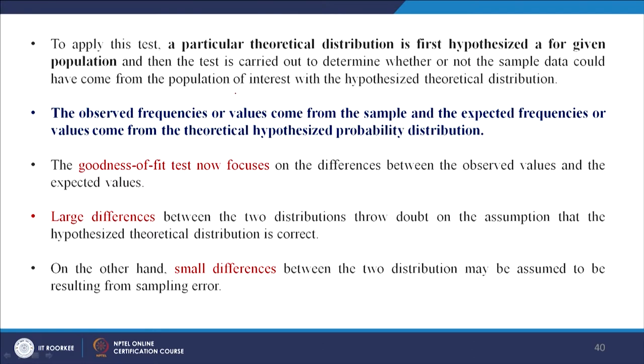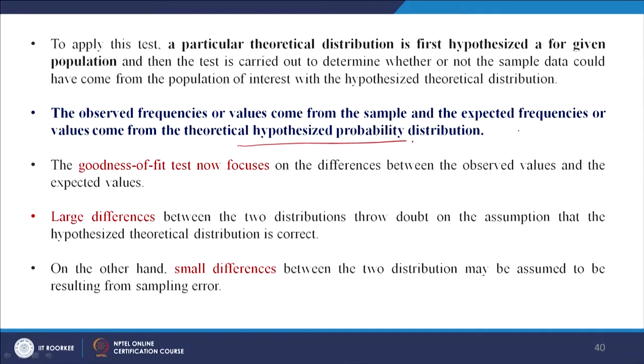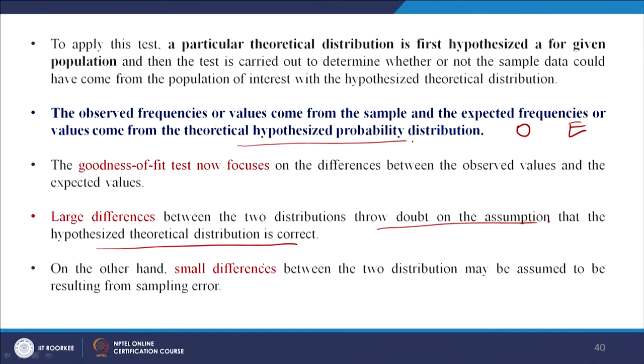So you first hypothesize and then you try to see whether it has come from the same population or it has not. The observed frequencies come from the sample and the expected frequency value comes from the theoretical hypothesized probability. So as I said, it is a comparison between the observed versus the expected. The goodness of fit focuses on the differences between the observed values and the expected values. Large differences between the two distributions throw doubt on the assumption that the hypothesized theoretical distribution is correct. That means that it has come from the same population, this hypothesis is doubtful in nature, okay. On the other hand, if there are small differences, or they are close to equal, then the two distributions may be assumed to be resulting from sampling error, right. So this is what it talks about.